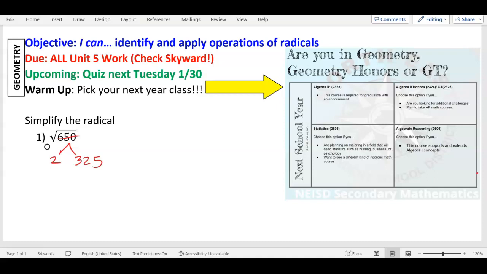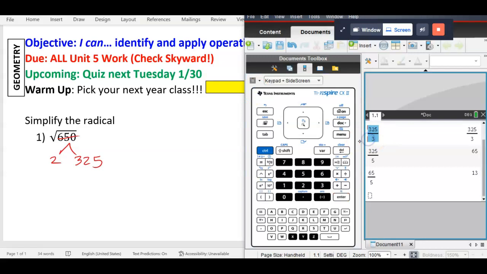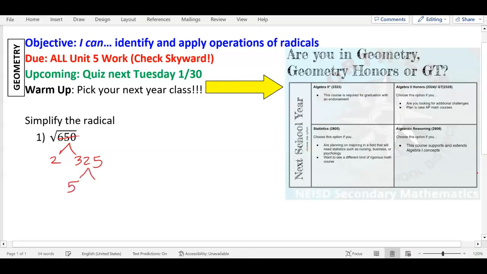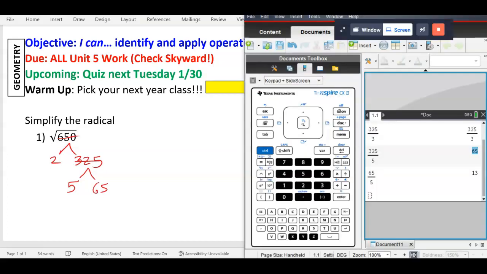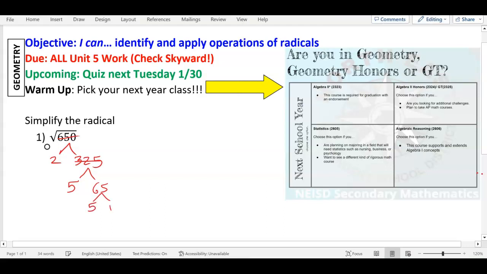So let's try 3. Does 3 go into 325? I did it earlier. It gave me a fraction. That's not going to work, okay? So let's try 5. Is 325 divisible by 5? And it is. 5 times 65. So let's break this down. 5 times 65. Cross out 325. And then 65, does that break down by 5? It does. 5 times what? So 65 divided by 5 gave me 13. So this is 5 times 13.